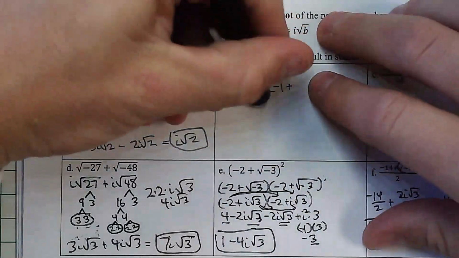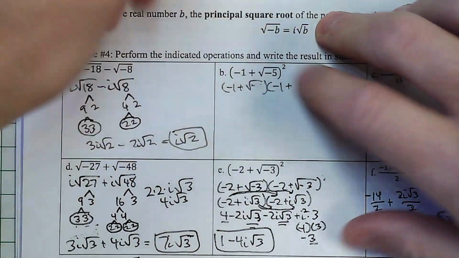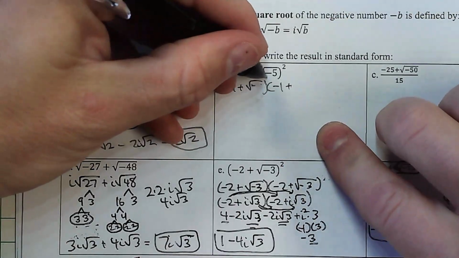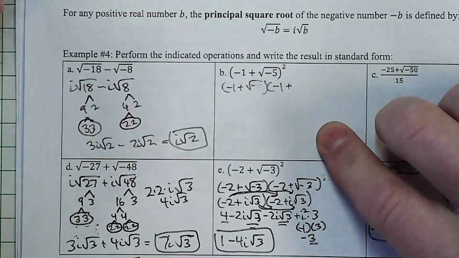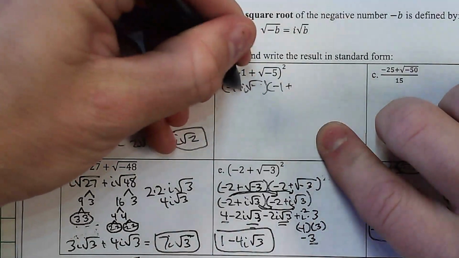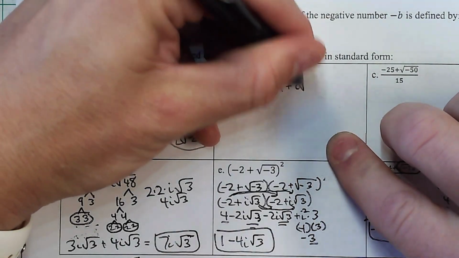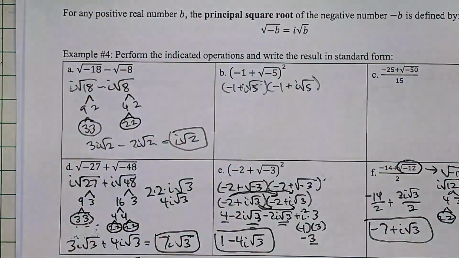Now, do y'all want to kill two birds with one stone here? When I rewrite this, what could I do with this square root of negative 5? Put the i on the outside. I'll just do that now so I don't have to do extra steps here.